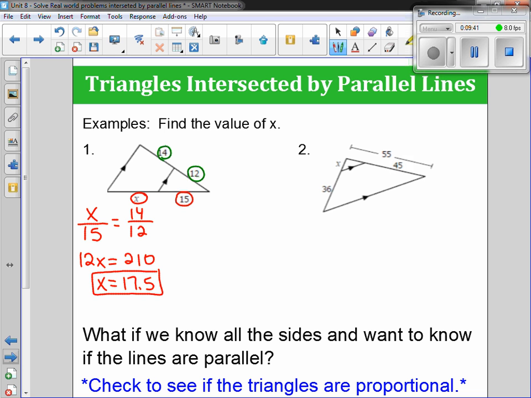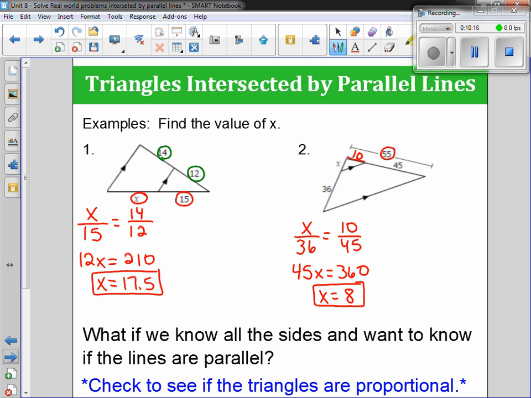My other example, number 2. Now you'll notice that in number 2, I have an entire length here. I need the proportional side, so I need to find this missing side by subtracting 45 from 55, and I find out that it's 10. So now I can compare x proportional to 36 and 10 proportional to 45. Cross multiply 45x is equal to 360. Divide by 45 and x is equal to 8.